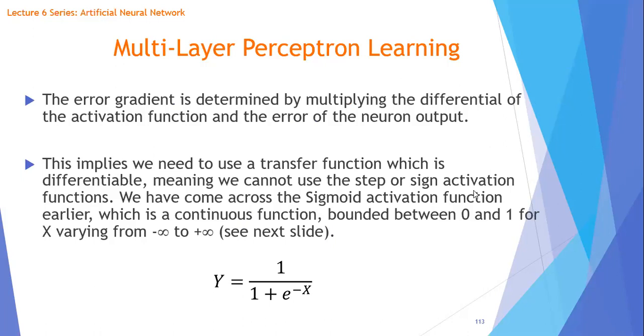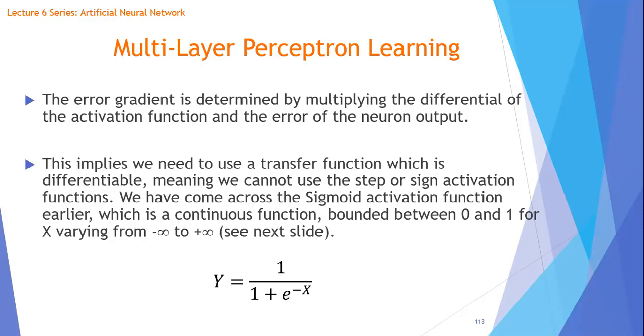Now let's come back to the error gradient we mentioned. Remember, we've said we need to backpropagate an error metric from the output layer towards the input, going to the hidden layer, for the simple reason that we do not have an error value for the neurons in the hidden layer. So let's look at that error gradient in more detail. The error gradient is determined by multiplying the differential of the activation function and the error of the neuron output. So let's read that again. If you wanted to calculate the error gradient for a particular neuron, it's obtained by multiplying the differential of the activation function, because it's looking at the gradient here, and the error of the neuron output.